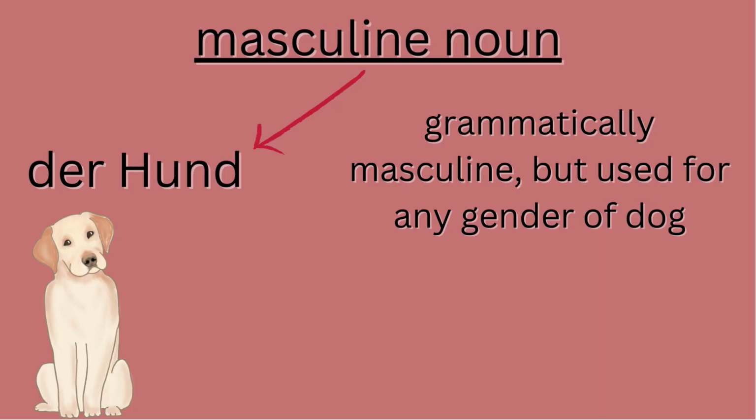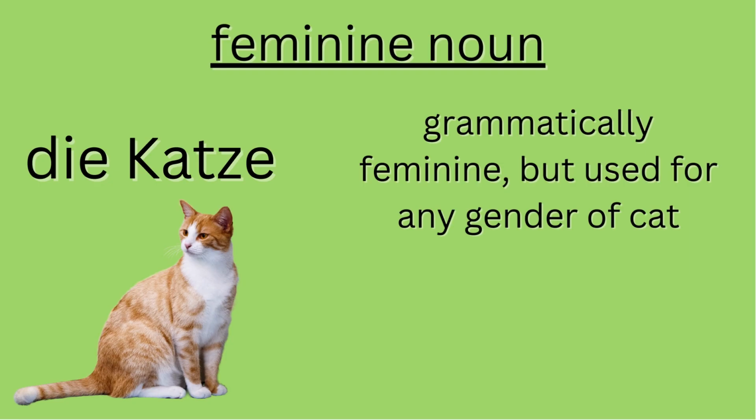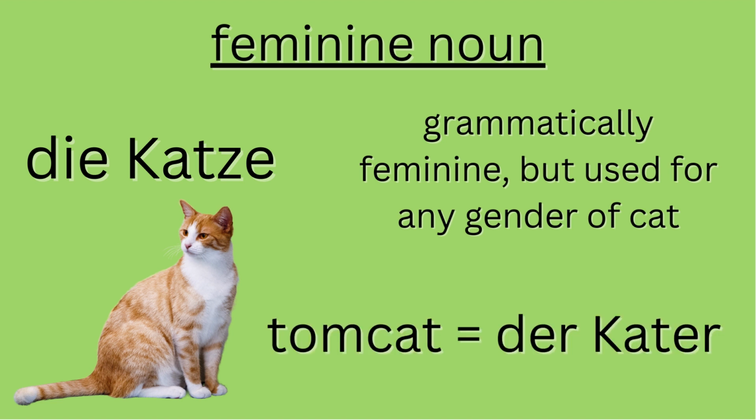The German word for dog, Hund, is always masculine. If I'm specifying that it's a female dog, actually I have a different word. That would be Hündin. The German word for cat is feminine, die Katze. If I wanted to emphasize that it is a male cat, in English I actually have the word tomcat, right? In German I have der Kater.